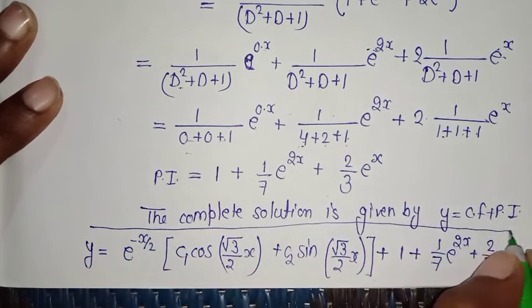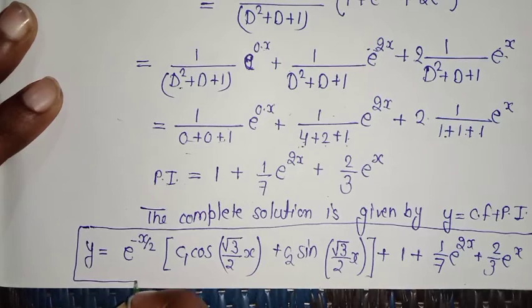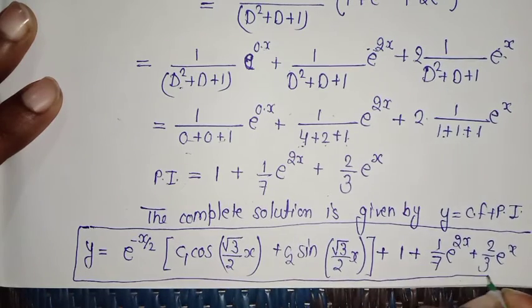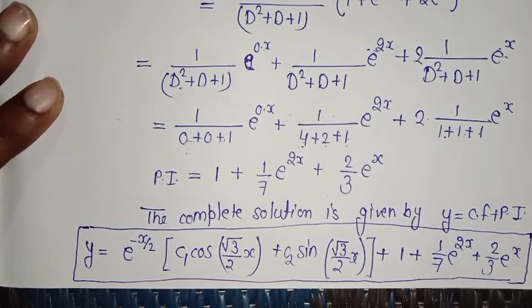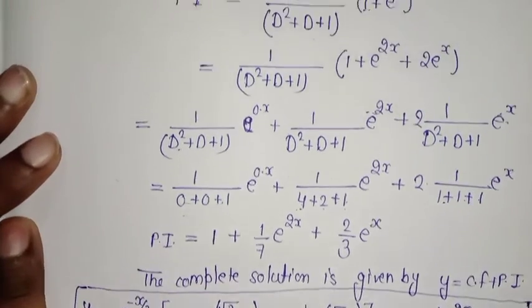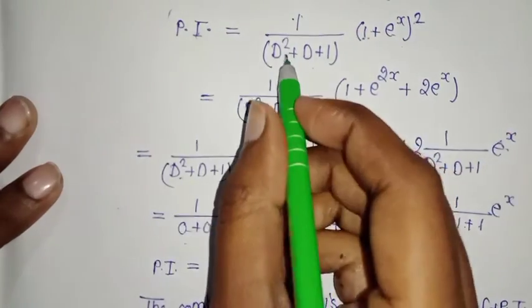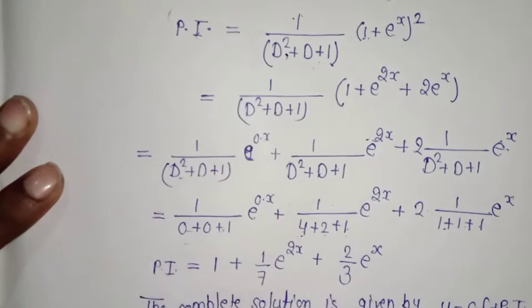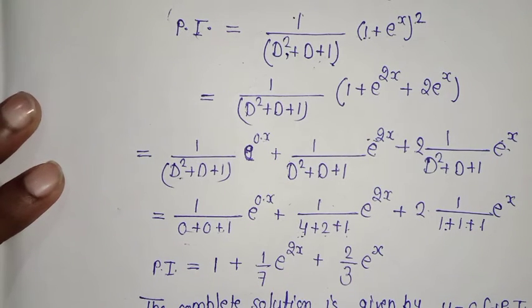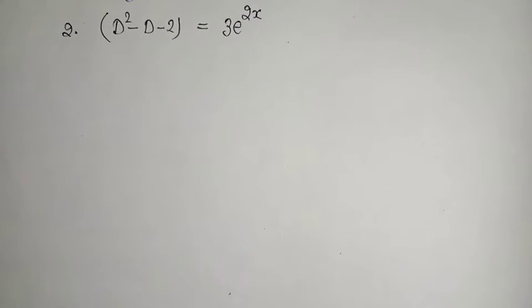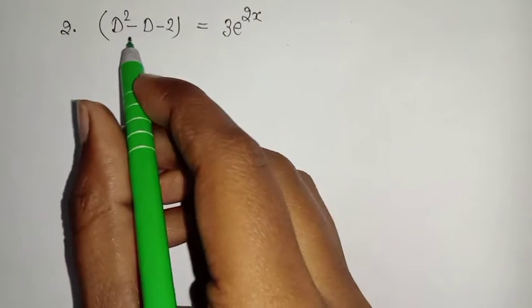I hope you understand this example. Now I will take two more examples to show how to apply the particular integral method when f of d becomes 0. Okay. So I am going to take our next example. So this is our next example, and firstly we have to find the CF for this differential equation.